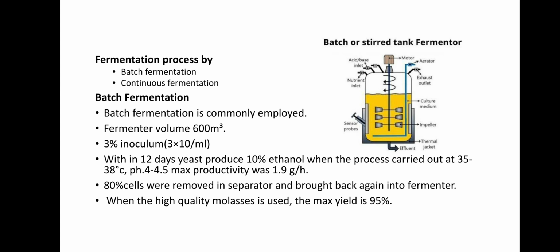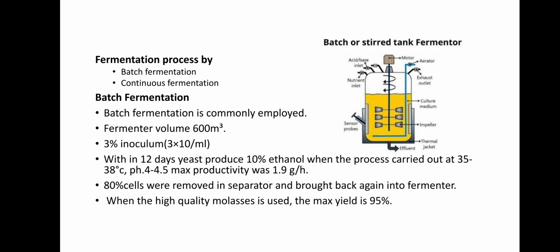Now we can see batch fermentation. Batch fermentation is commonly employed. Fermenter volume 600 m3, 3% inoculum. Within 12 days yeast produce 10% of ethanol. When the process is carried out at 35 to 38 degrees Celsius and pH 4.4 to 4.5, maximum productivity was 1.9. 80% of the cells were removed in a separator and brought back again to the fermenter. When high quality molasses is used, the maximum yield is 95%.